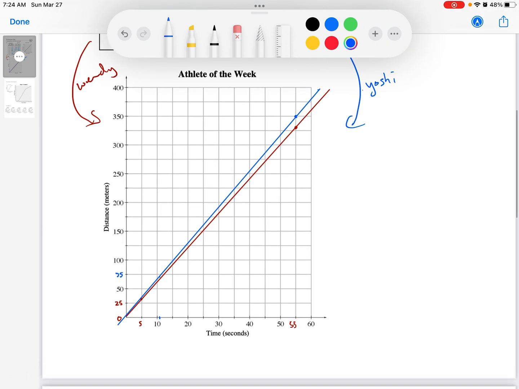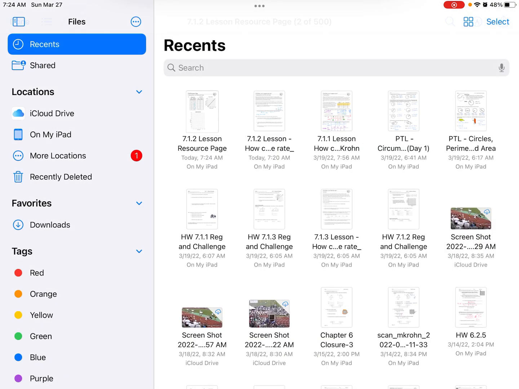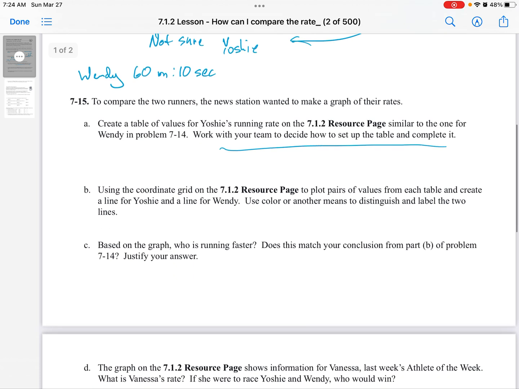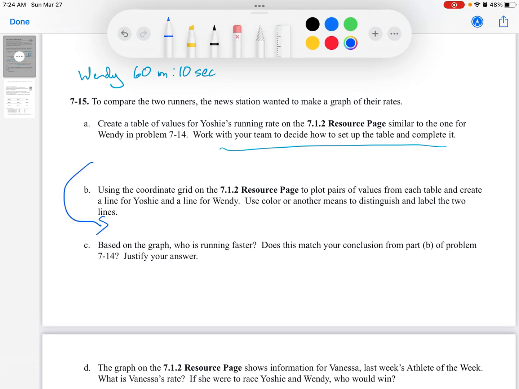What does this show us? It does show us that Yoshi is faster than Wendy, right? A little bit faster with that blue there, and we just have to be really accurate to see that sort of thing, right? So, created a table. We did that, and then work with your team to decide how to set up the table and complete it. We kind of did that, right? And then using the coordinate grid, we plotted the pairs. Whoops, I kind of jumped ahead, and we showed that, right? I showed that on the graph. And for both also, right?